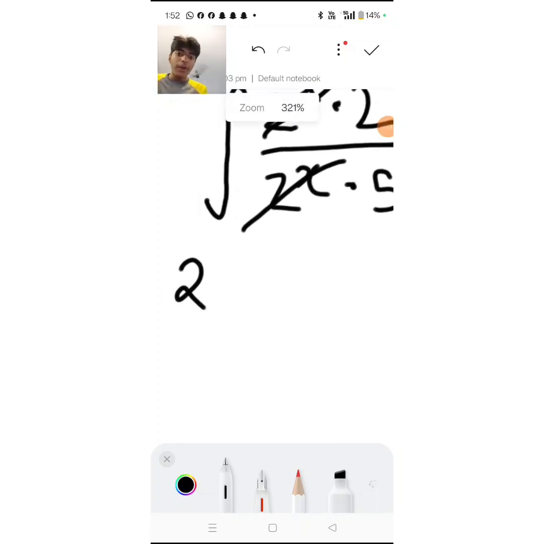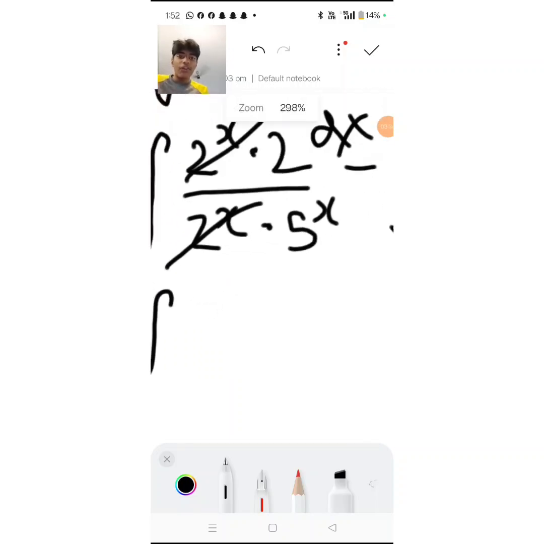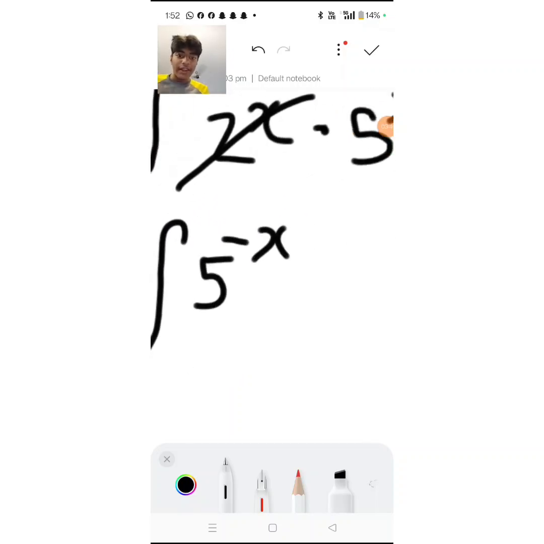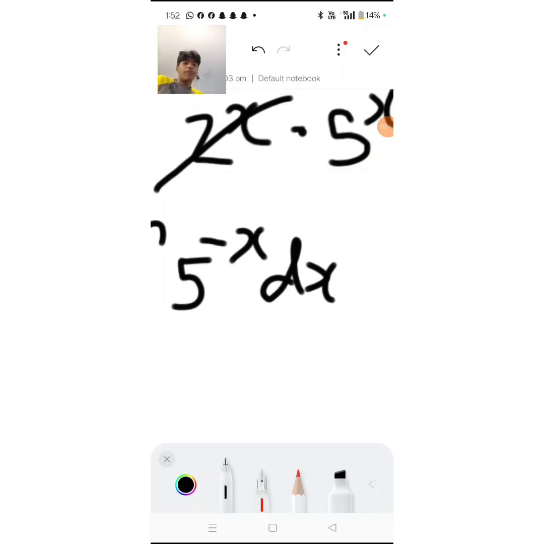2 is a constant, so I'll remove it. So it'll just be 2 into the integral of 5 to the power x in the denominator. So when it comes in the numerator, it will become 5 inverse of x dx. Because when I keep the constant out, when the constant is in the form of an inverse, I want to make it a fraction. But when it is within the integral, when it is a function, I want to make it in the form of an inverse, right?